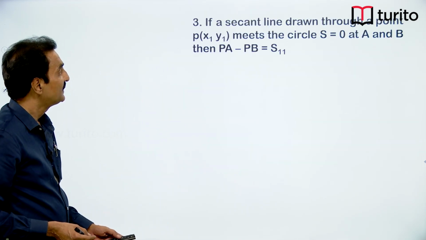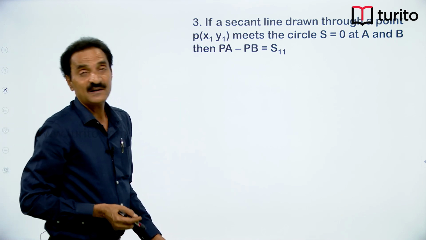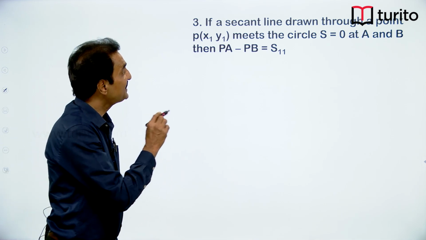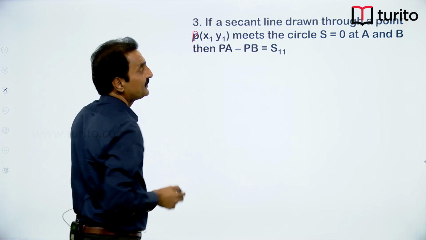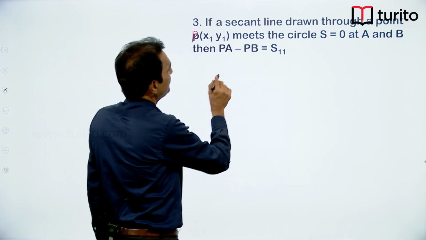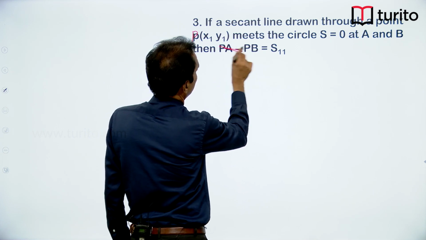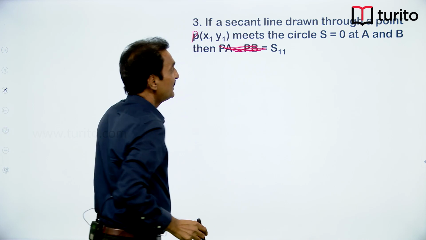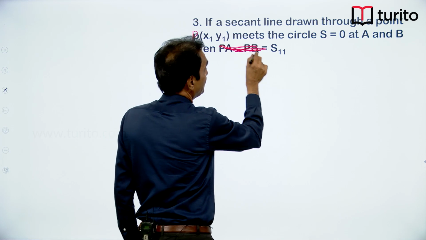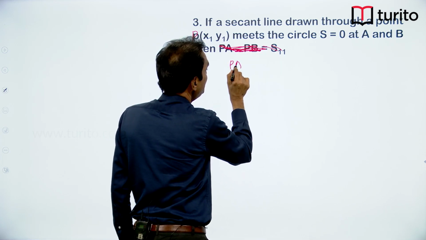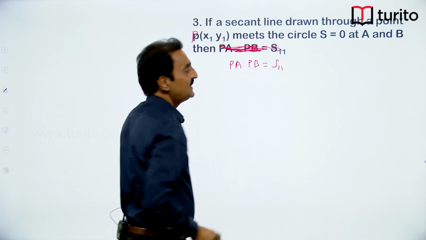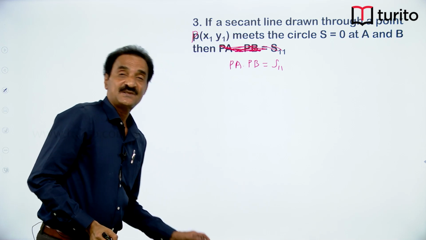Next, if a secant line drawn through a point P (x1, y1) meets the circle S = 0 at A and B, then what is this? Then the power of the point, PA into PB, will be equal to S11. First, what is a secant line?